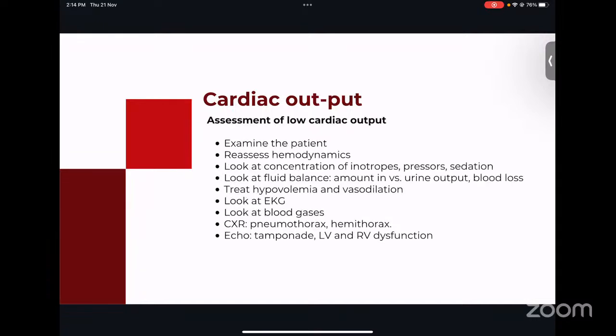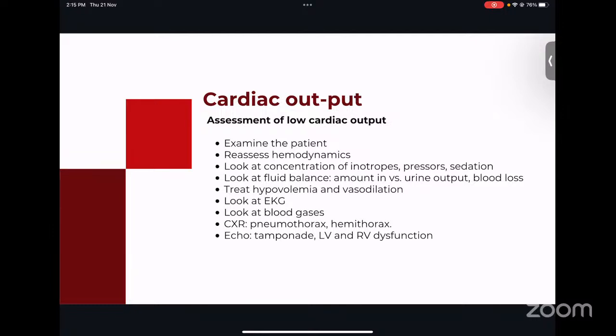To assist the patient with a low cardiac output, make sure you know the preoperative history of the patient. Start with the examination. Examine the patient, starting with the chest tube, oxygen saturation, breathing sounds, peripheral perfusion, and skin temperature. Ensure that the hemodynamics, such as mean arterial pressure, central venous pressure, and cardiac index, are within the normal range. Look at the medication the patient is on.